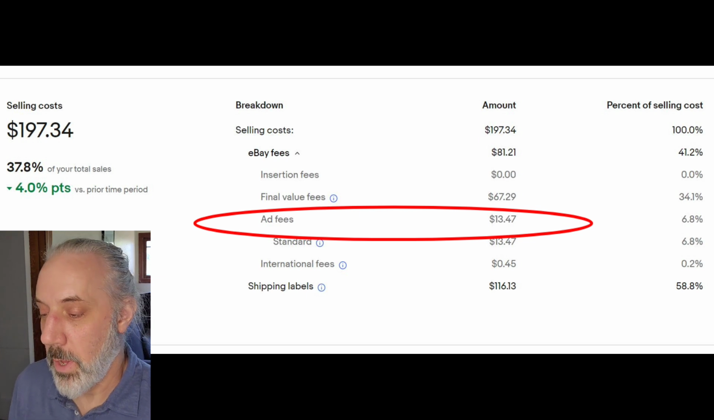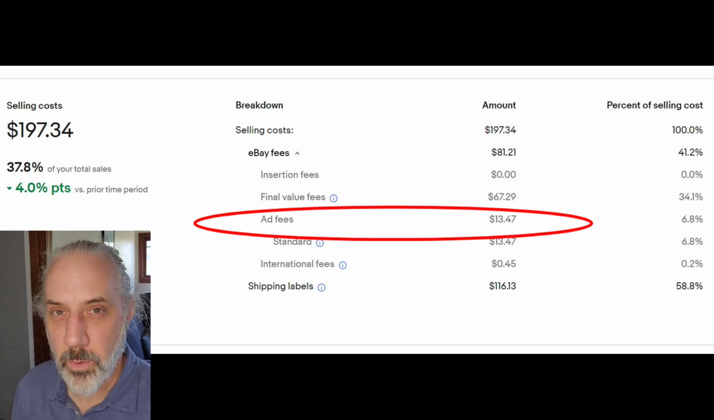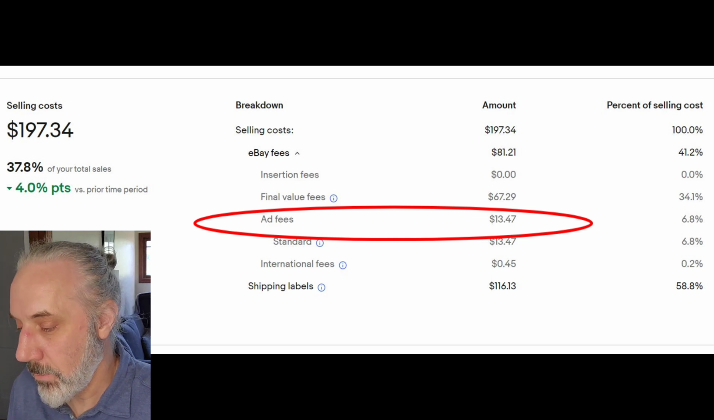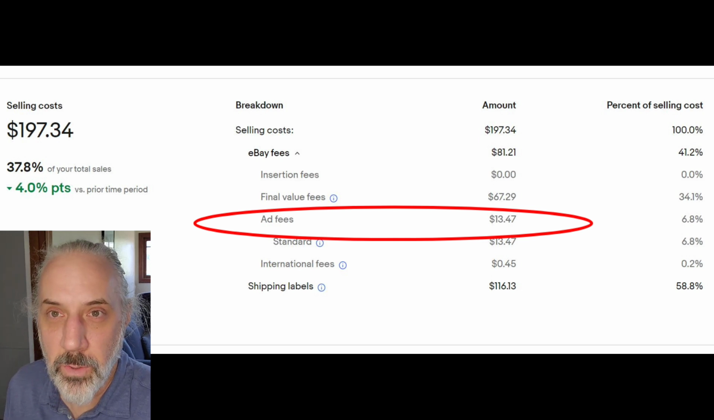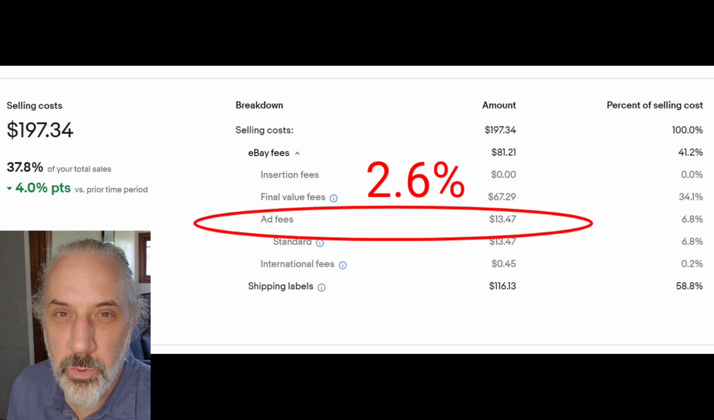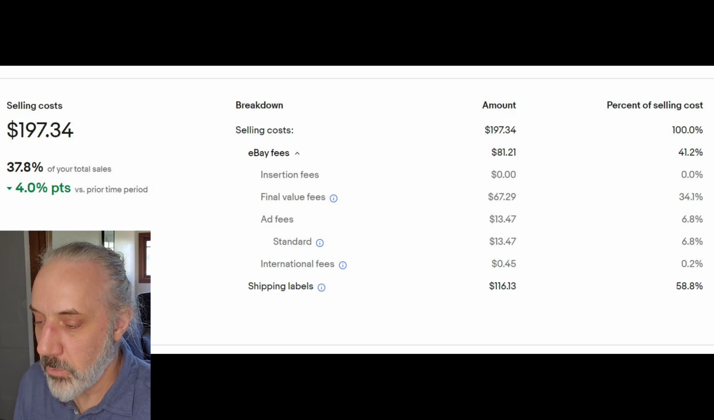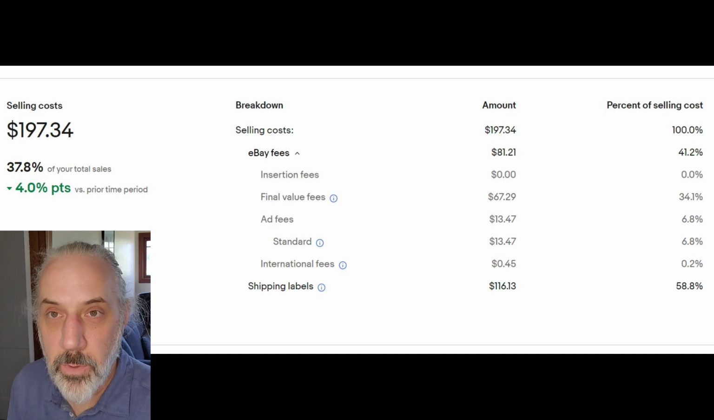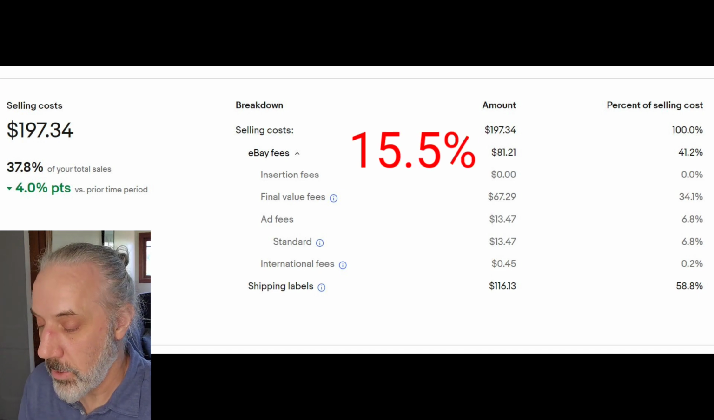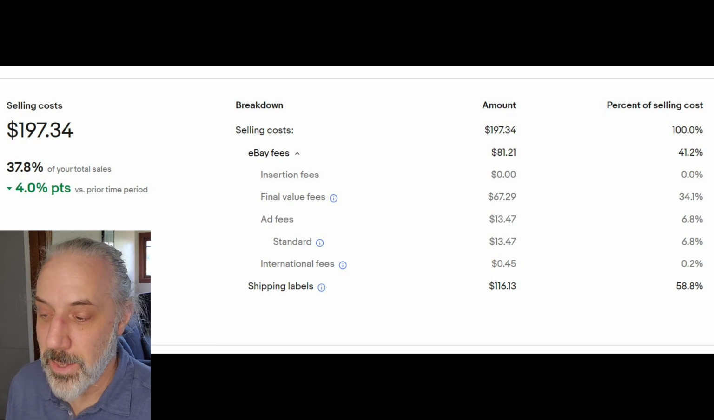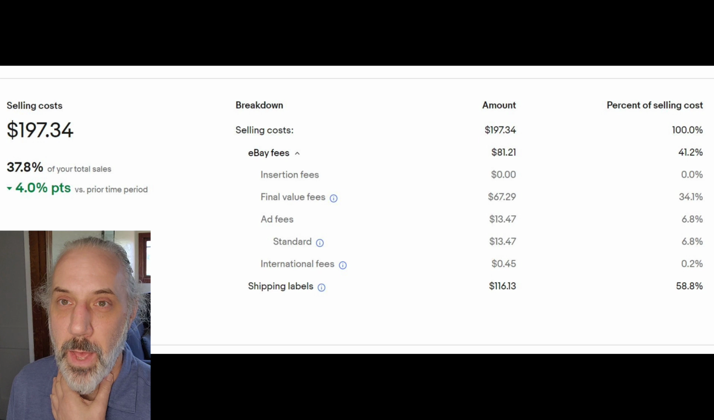I put items on ads after they've been in my store roughly 3 to 4 weeks. I'll put them all on a 5% ad within eBay, the promotional ads that they have. And $13.47 is 2.6% of my total sales for the week. So total eBay fees, with the final value fees and the ad fees, turn out to be 15.5% of my sales. Not too bad. And the final selling cost, and the biggest one, is just my cost to ship the items to the customer.